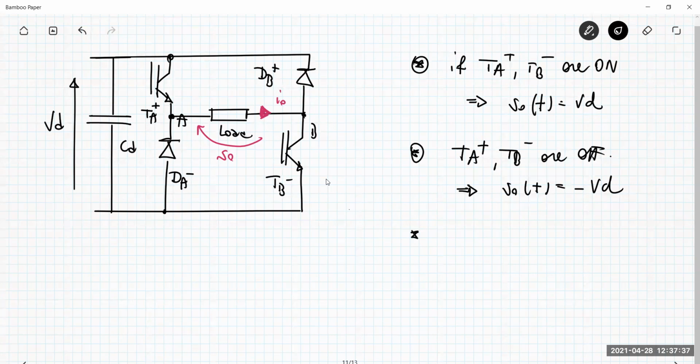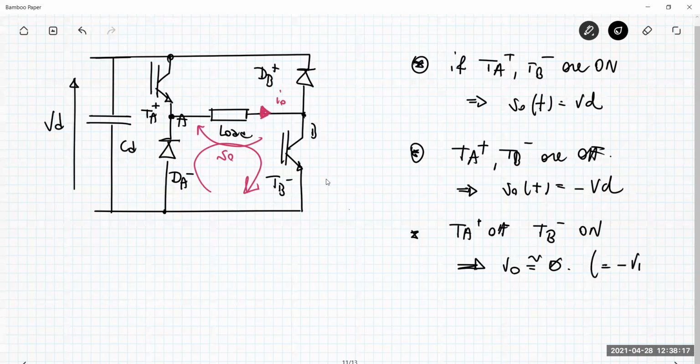What about if TA plus is off and TB minus is on? In that situation, the current flows in this mesh of the circuit, and so the voltage at the output is basically negative, equal to the value of the forward voltage across the diode. But basically, this is almost null. We can say it should be negative VF if you want.